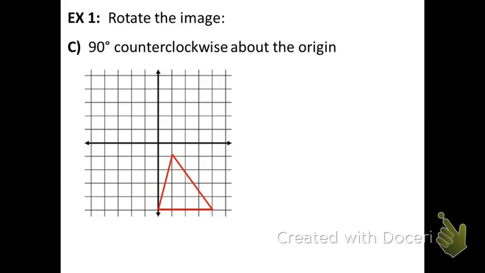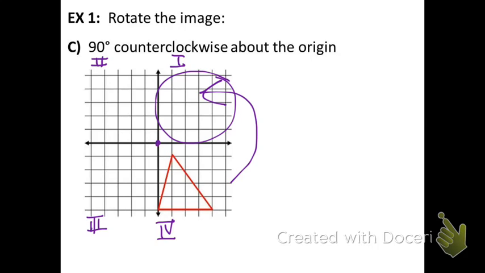Okay, our last one with our rotating is 90 degrees counterclockwise about the origin. So again, we're still going about the origin counterclockwise. Again, if this is quadrant 1, 2, 3, 4, we're going the opposite way of a clock, so we're going this direction, and just 90 degrees will put us in quadrant 1.